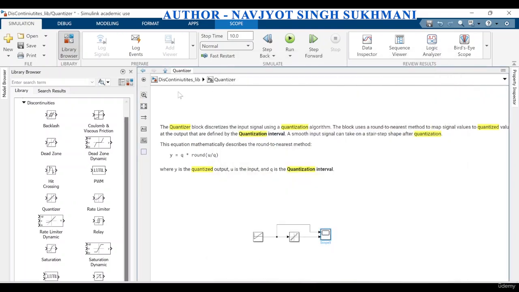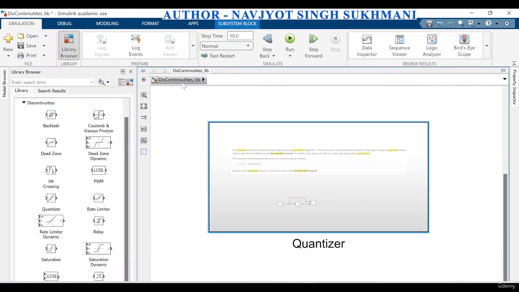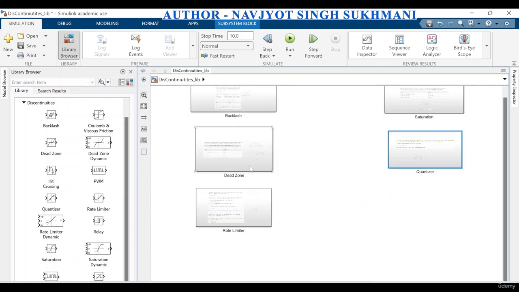That's the quantizer. Okay, so that's all about the discontinuities library blocks. We have studied these 5: backlash, dead zone, rate limiter, saturation, and quantizer.